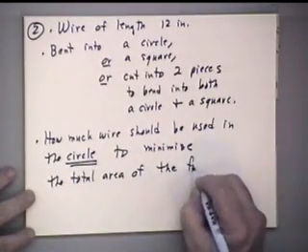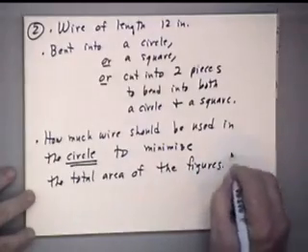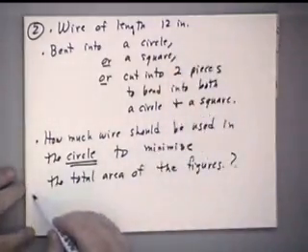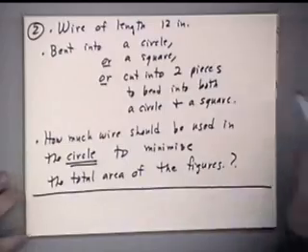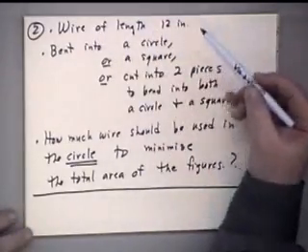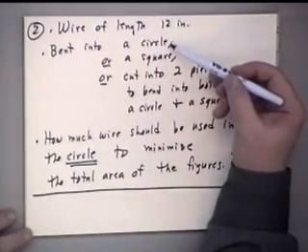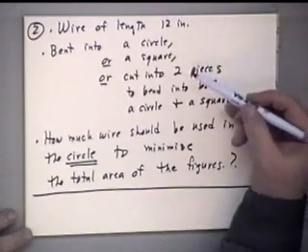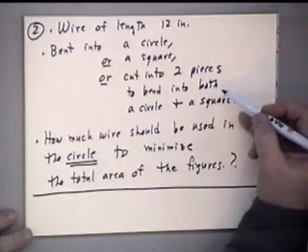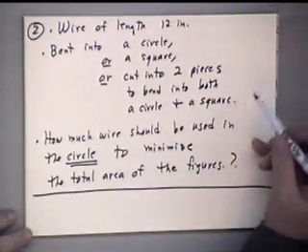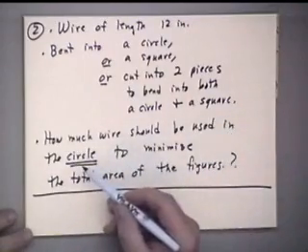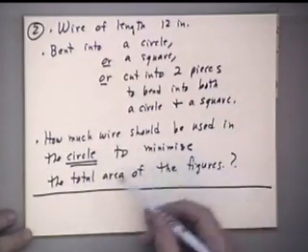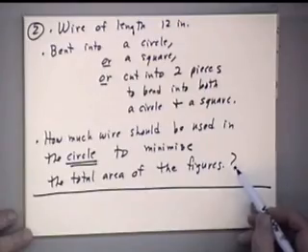or the total area of the figures, I should say, because in the first two cases you're only going to have one figure. So once again, you have a wire of 12 inches, you want to bend it totally into a circle or totally into a square, or cut it in two pieces, bend one piece into a circle and one piece into a square. The question is, how much wire should be used in the circle part to minimize the total area of the figures? That's your challenge.